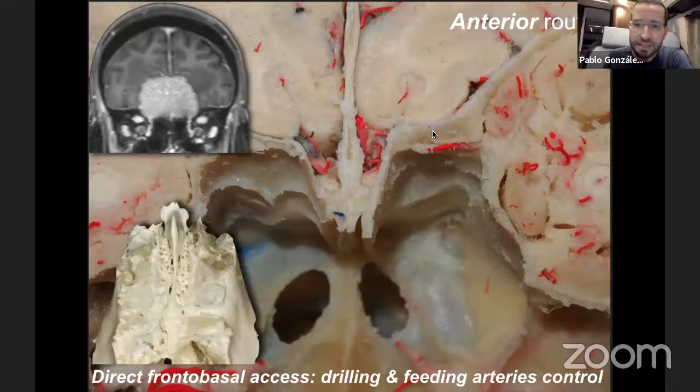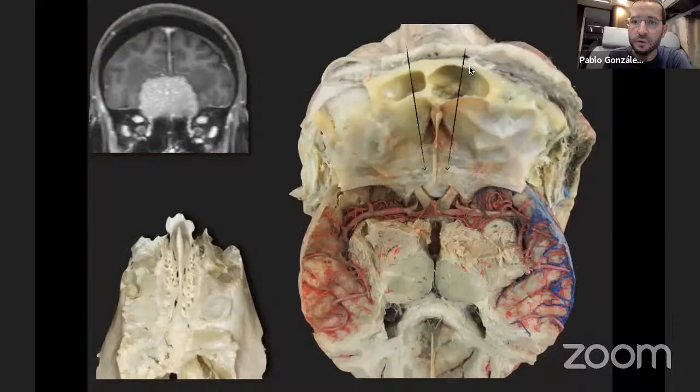We have direct access to both sides, anterior and posterior ethmoidal arteries, which are the feeders. This is one of the main advantages of this anterior route. So this is how we go through both sides, or even only one side, with the bifrontal approach. This is the crista galli.